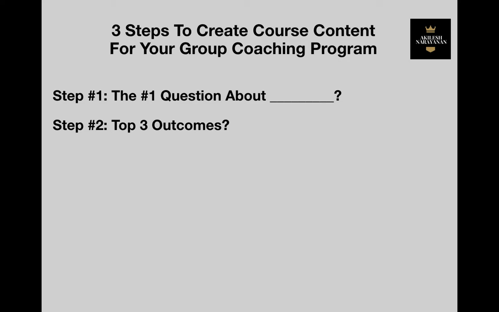So step number two is top 3 outcomes that your audience wants. Coming back to the example that I gave earlier about health and fitness, you ask your audience, what are your top 3 outcomes or the top 3 results that you want in the area of your health and fitness. For a business coach, you can ask, what are the top 3 outcomes, the top 3 results that you want in terms of your business, right? Improving your business, scaling your business, something like that.